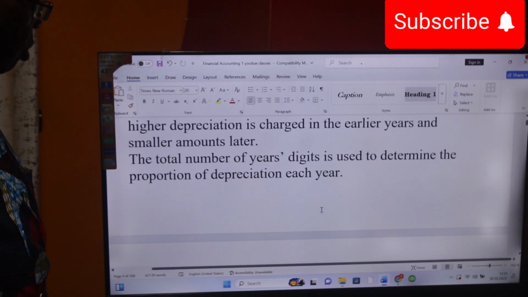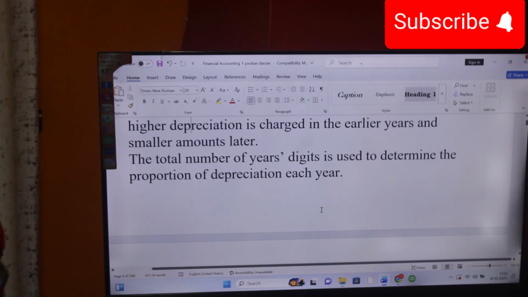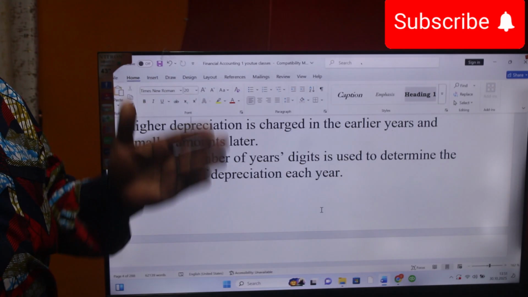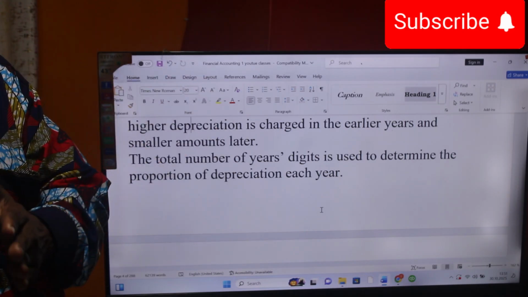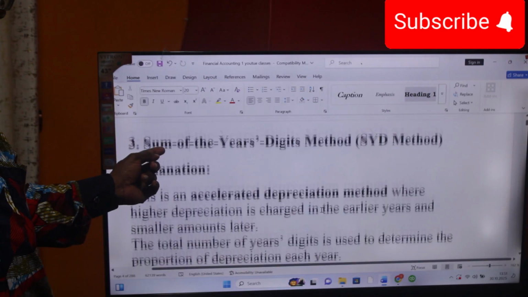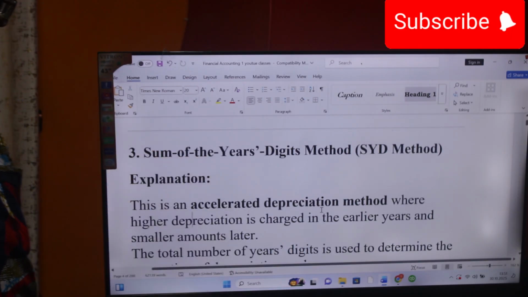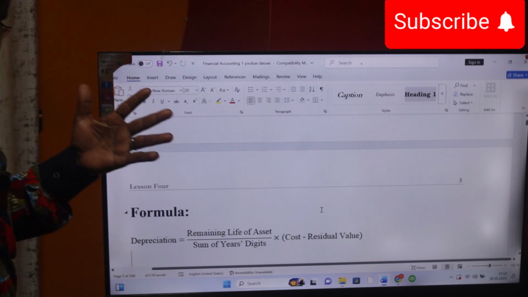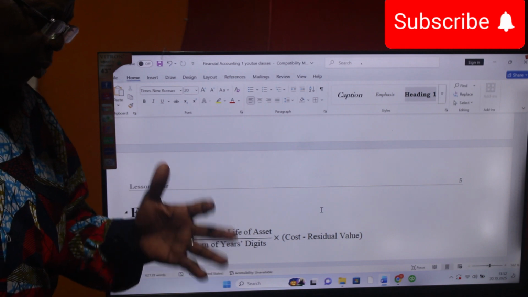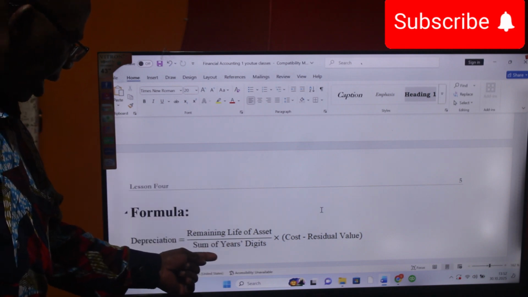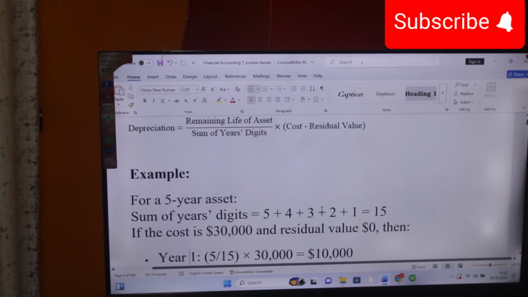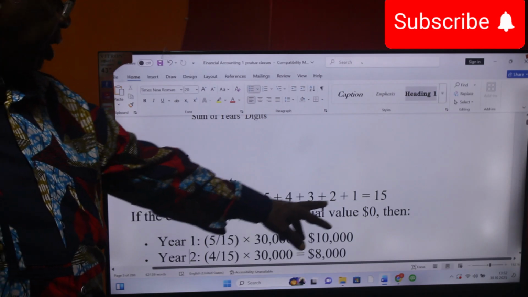The total number of years digits is used to determine the proportion of depreciation for the year. If it is 5 years, you say 5 plus 4 plus 3 plus 2 plus 1. You get the sum, that's why the method is called the sum of years digits. You get the denominator, the sum of the years digits. For a 5-year asset, the sum of the digits is 15.